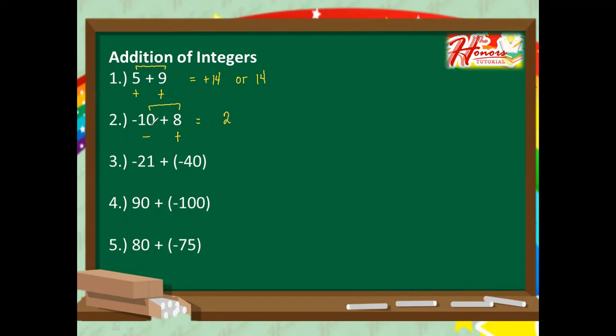And then copy the sign of the larger number. So the larger number is 10. So copy the sign of 10, that's negative. So the answer is negative 2. That is for number 2. Next. Let us have number 3.